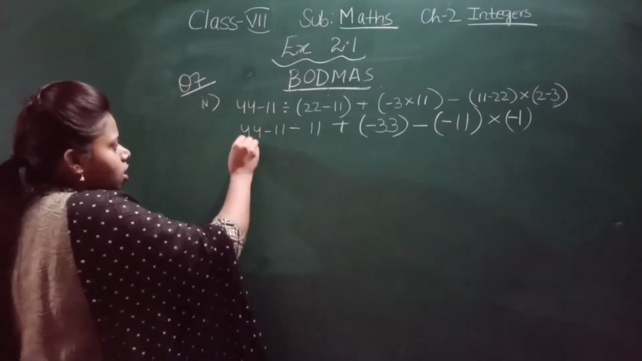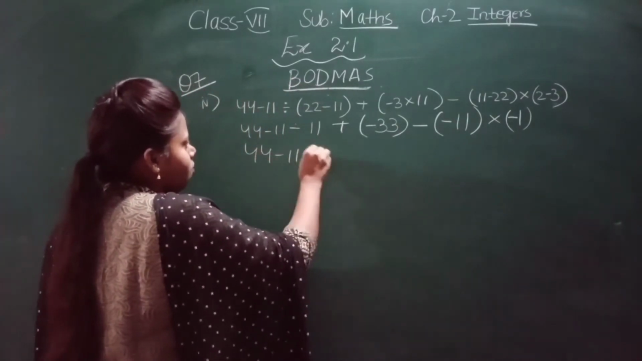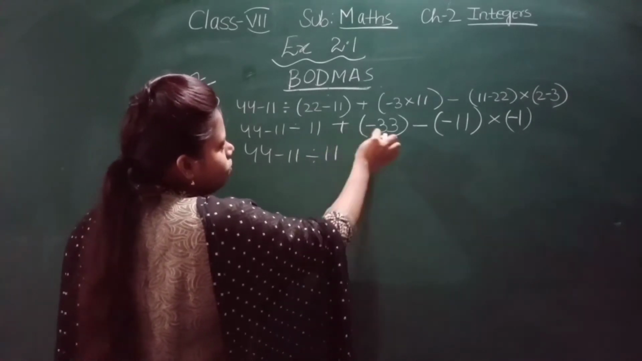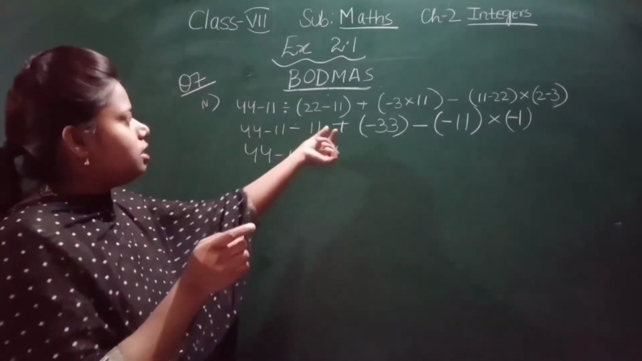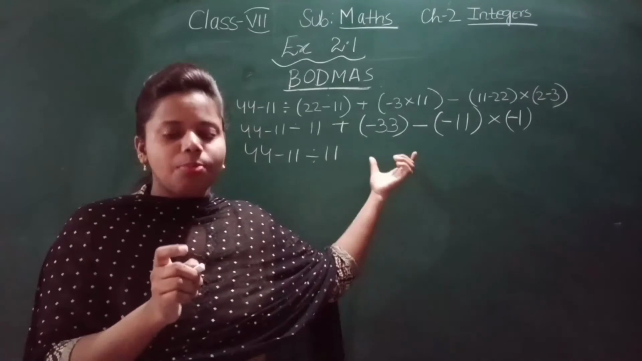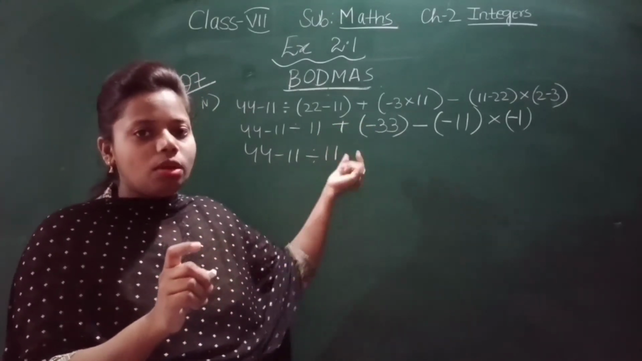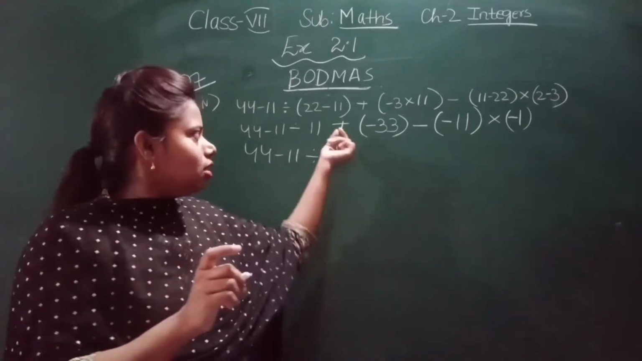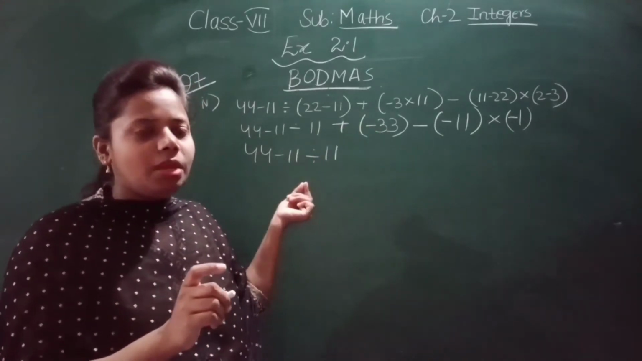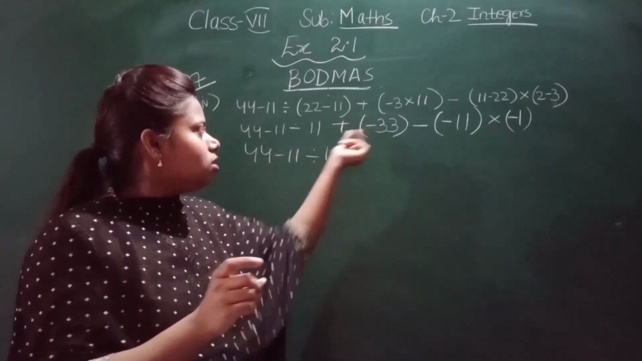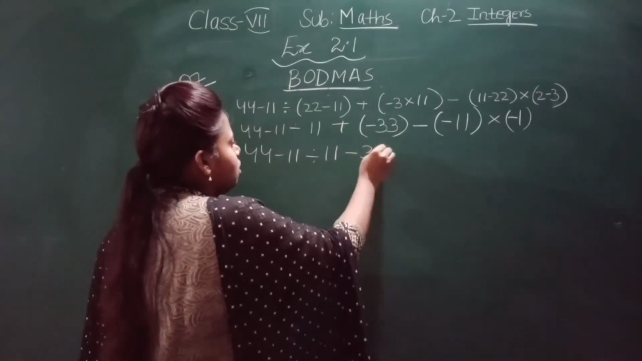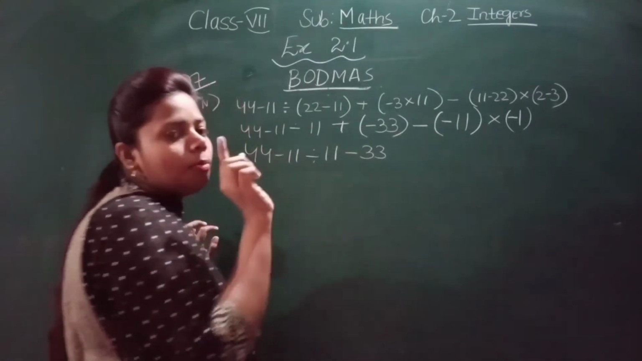Now 44 minus 11 divided by 11. Now we will multiply the sign, because here plus is there, minus is there. I want to open this bracket, no? So to open this bracket I need to multiply this sign. So what will be the result of that sign? Plus minus, what will it be? It is getting multiplied. Plus minus minus 33, minus minus plus.